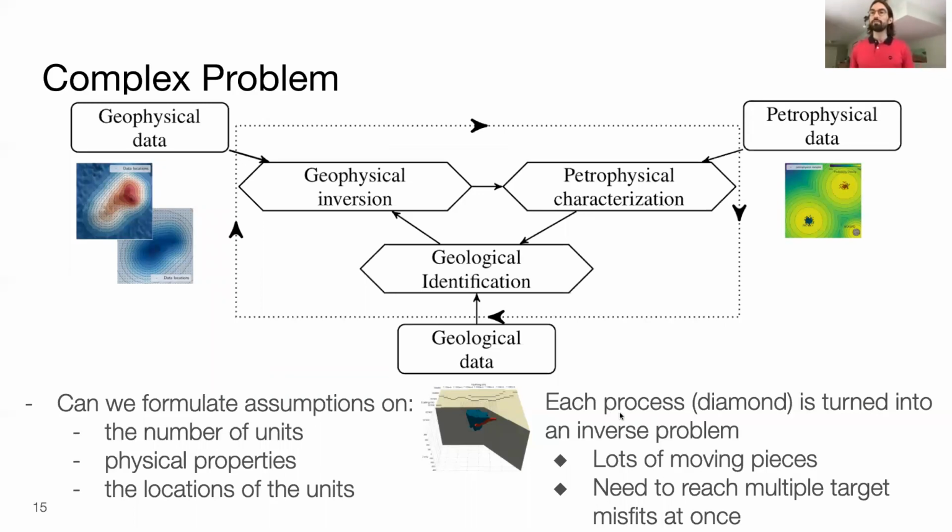So what I do is, each of those diamonds here, the inversion, characterization, and identification, I turn them into an inverse problem, and they are linked together. And it's a lot, and I'm going to present each step of them in the next slide. It's a lot of moving pieces, and now that we have multiple data sets, we also need to reach a target misfit for all of them at the same time to ensure that we fit all of them.